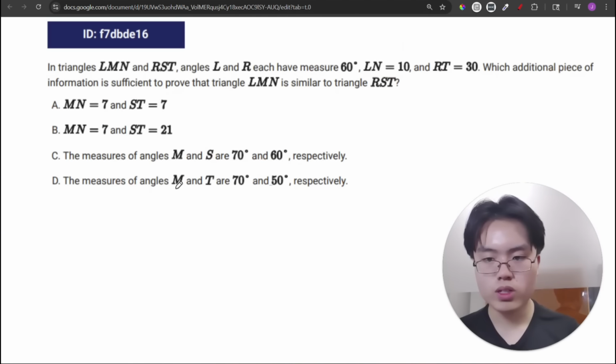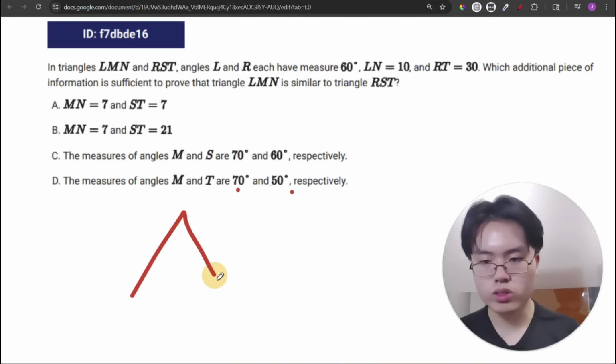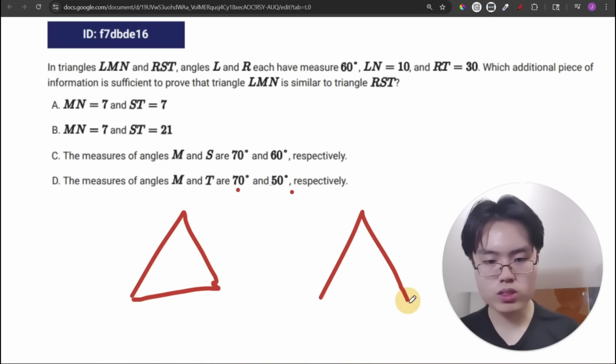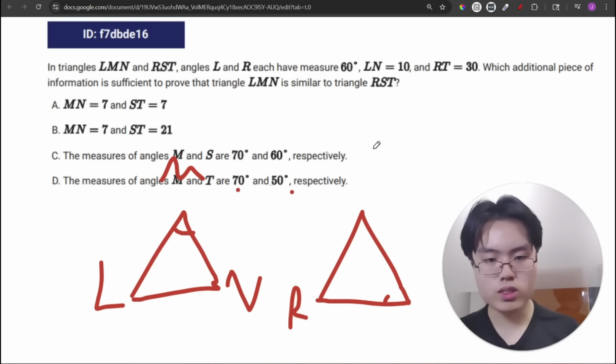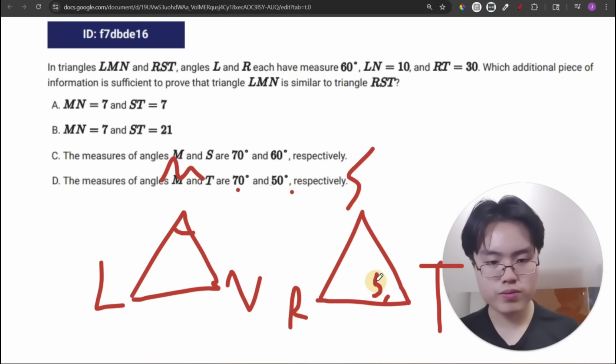So the measures of angles M and T are 70 and 50. So if we draw this out again, because it went away, it said M and T. Right, so this is LMN and this is RST. So it told us this was 50, right? And it told us M was 70. And we know that these are 60.